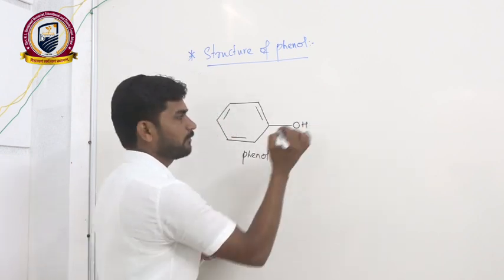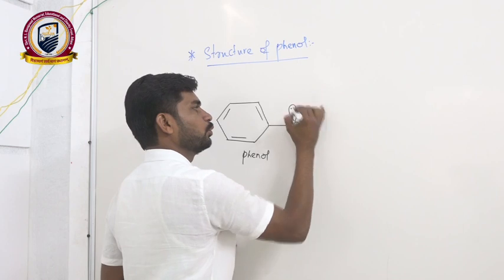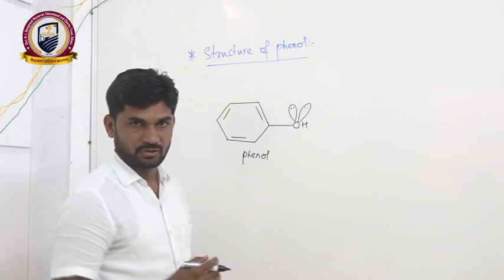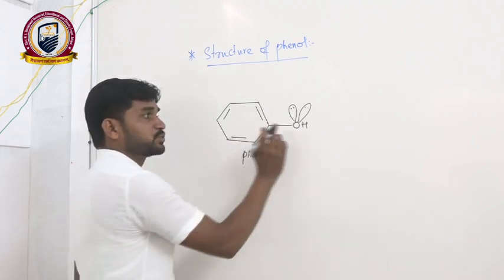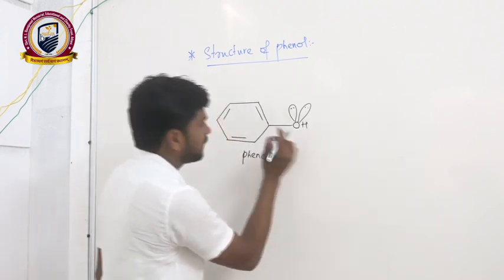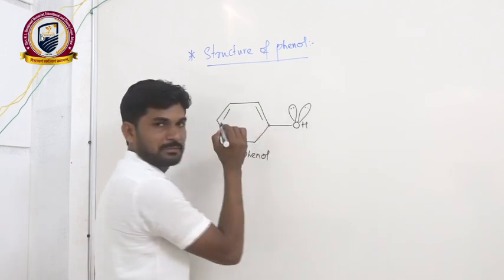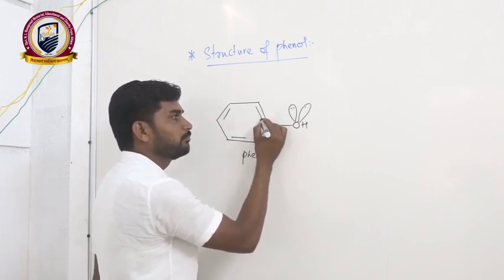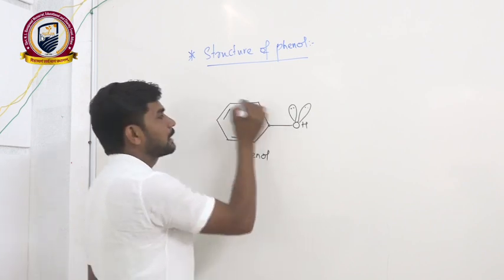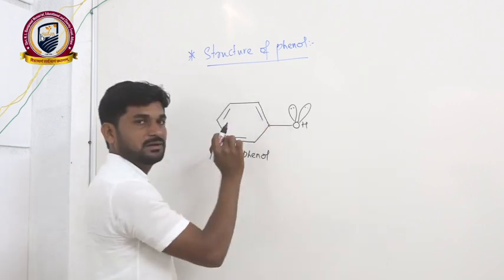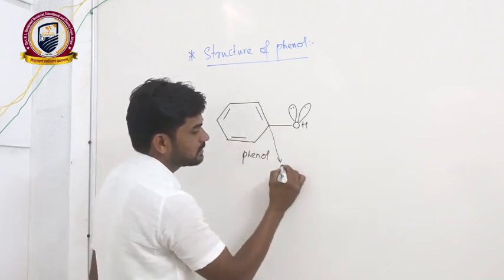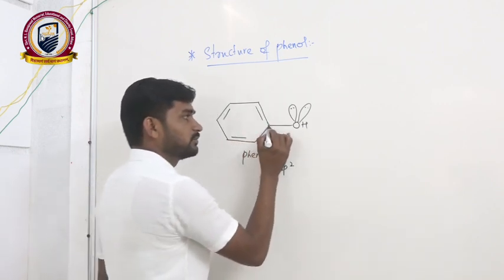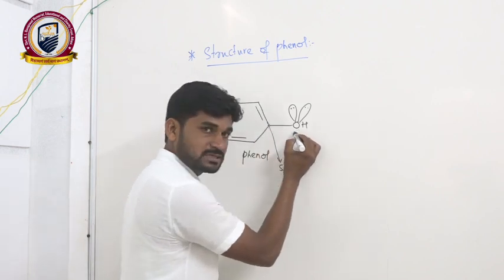So how many lone pairs of electrons does oxygen have? It consists of two lone pairs of electrons, which means two unshared pairs of electrons, right? So this oxygen atom of the OH group is attached to an sp2 hybridized carbon atom. The carbon atoms of the benzene ring are multiply bonded, meaning all the carbon atoms are bonded through double bonds, right? So this carbon atom is called an sp2 hybridized carbon atom.